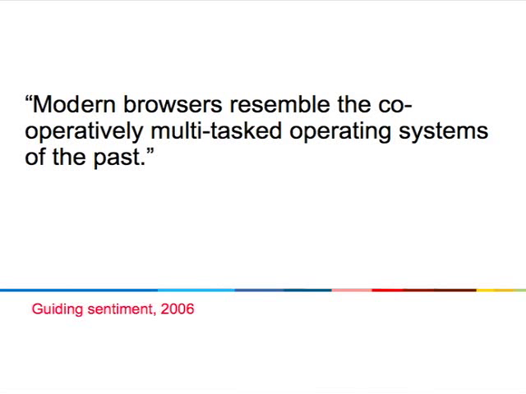Okay, so here's a little quote that I'm not really sure who to attribute it to, but back in 2006, it was something that we were all thinking about. At the time, modern browsers really resembled cooperatively multitasked operating systems of the past. So what do I mean? You can think back to older versions of Windows, older versions of Mac OS, where if any process, any application on your system decided to go into an infinite loop or crashed, it could bring down your whole entire operating system and you lose all your applications. And this was what the state of browsers were back then.